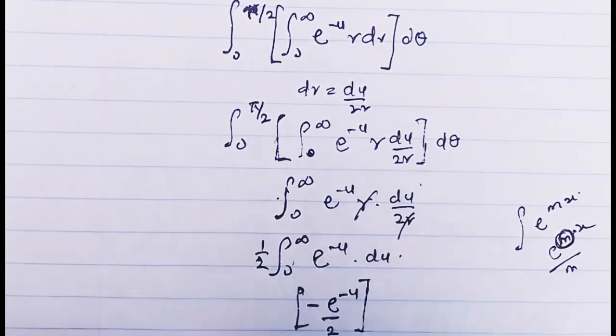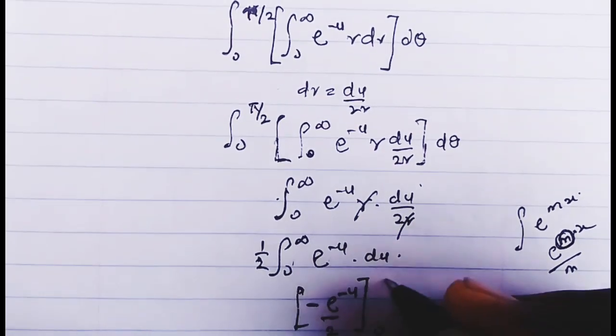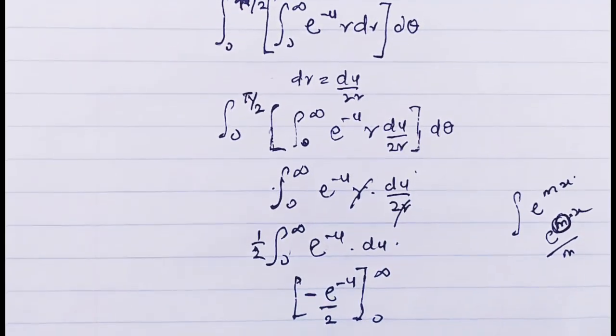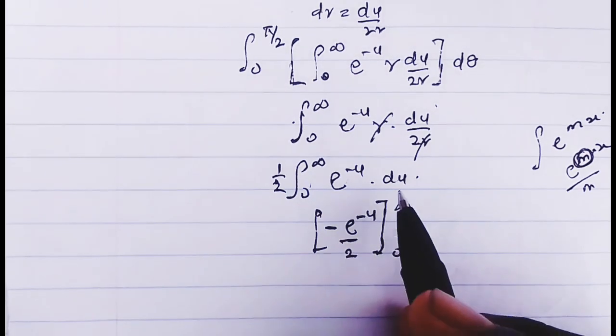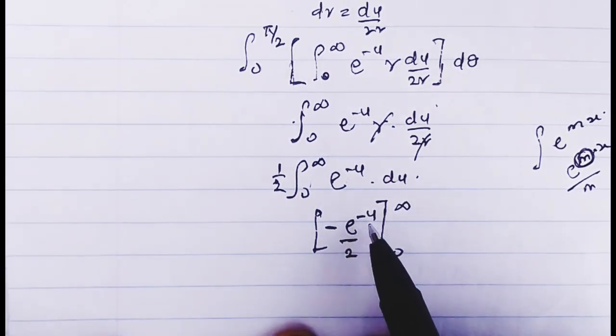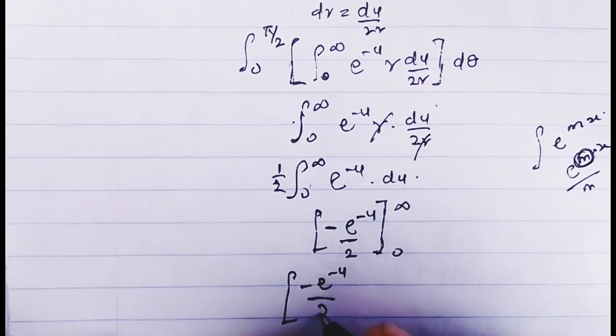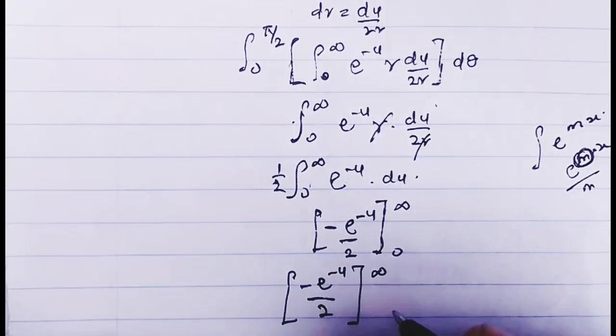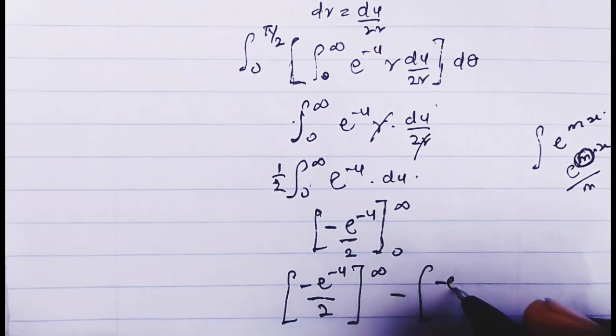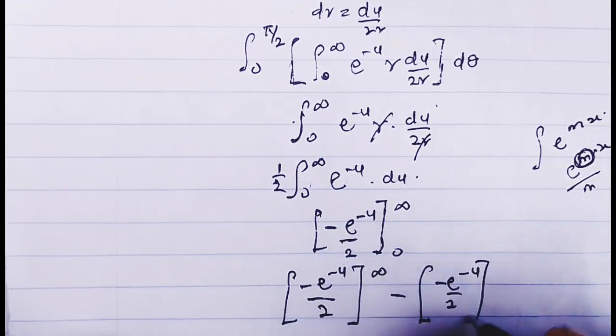So this is minus over 2. Now applying our limit from 0 to infinity. We use the infinity first, then we subtract: minus exponential minus u over 2, then we use the 0.